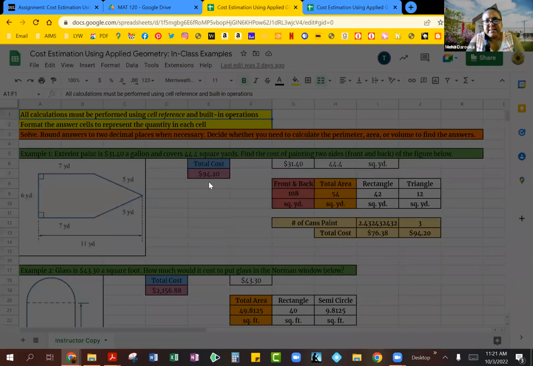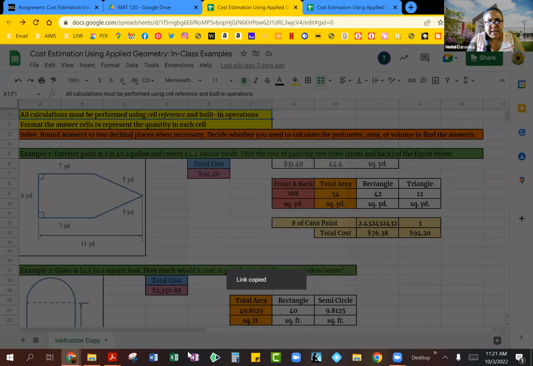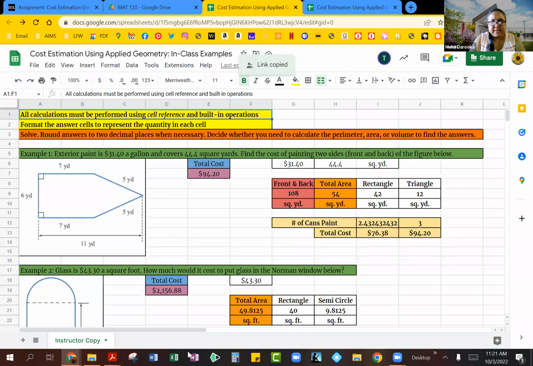Again, you can access this from D2L, but in chat, I will go ahead and send you the link for this, if you're not in D2L and haven't made your way to the handout. So you should be able to click on the link I sent through Zoom chat, and it will take you directly to this page.